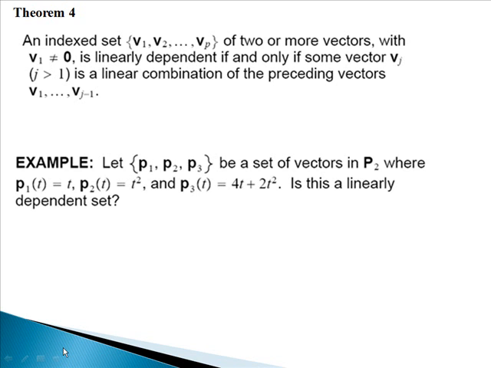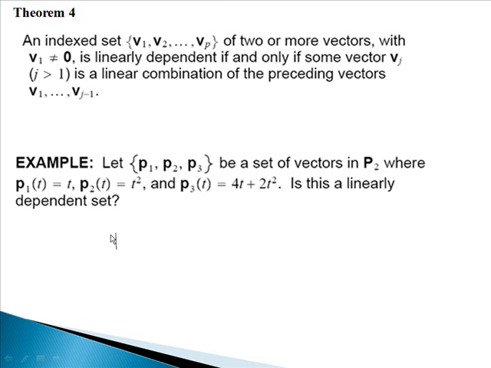So let's look at an example. Let the set p1, p2, and p3 be a set of vectors in P sub 2 where our vectors are defined as these three equations. We want to ask the question, is this a linearly dependent set? We're going to apply Theorem 4 and see whether one vector is a linear combination of the preceding ones. So let's have a look.